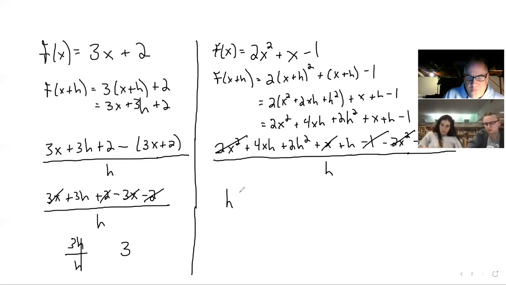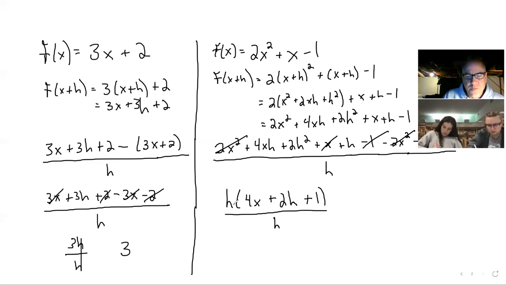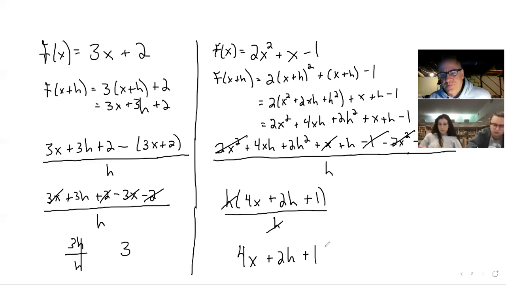So factoring out that one factor of h, that's going to leave me with 4x plus 2h plus 1 all over h. So remember, the end game was to get that h in the bottom to cancel. So these two cancel out, and I'm left with 4x plus 2h plus 1. And again, that would be your answer right there. That's what you would input. You'd say that is the difference quotient for that function.